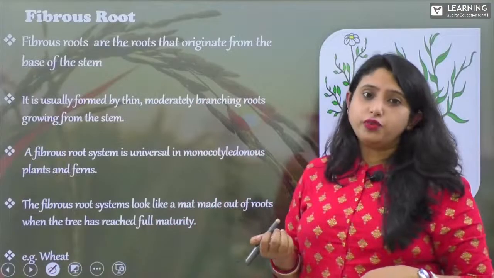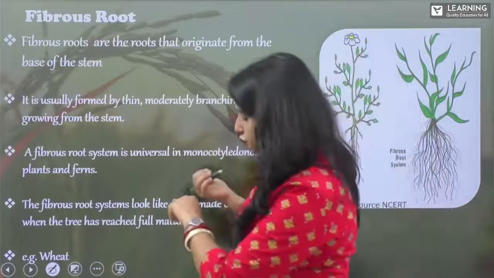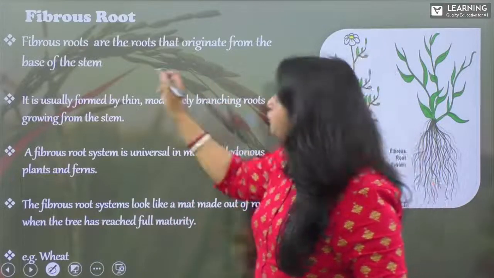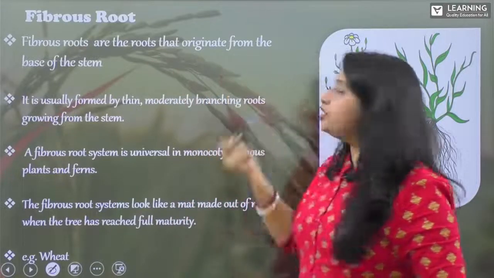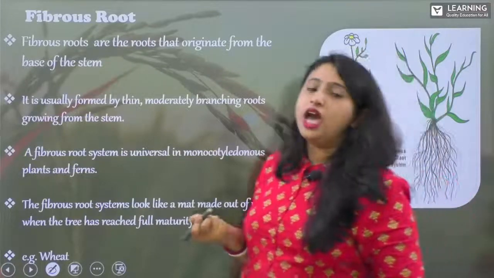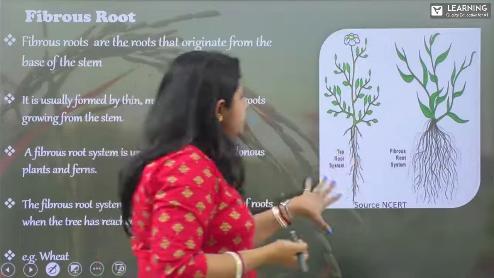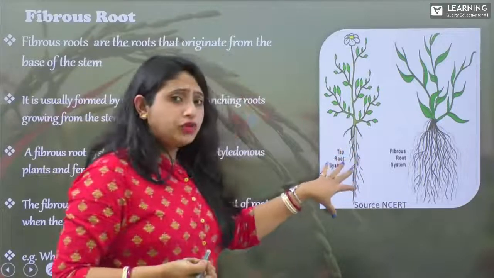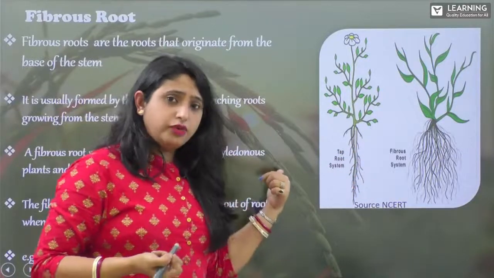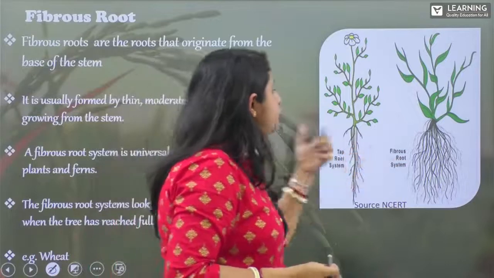Next type of root is what? Next type of root is your fibrous roots, right? So the fibrous roots are the roots that originate from the base of the stem. Now what do you mean by this base of the stem? So as you can see, this is the picture of your taproots, right? Now we have studied taproots. Now this one is your fibrous roots.